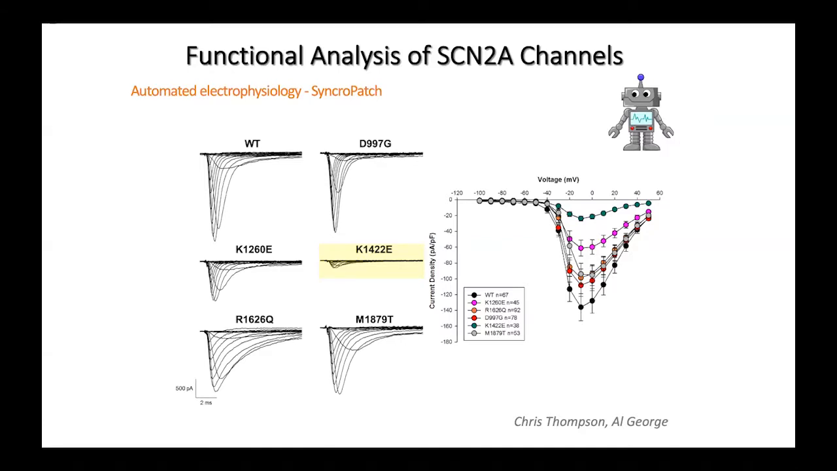But we shouldn't forget all that we've learned over the last many decades of ion channel biology research. Dr. Catterall gave us a nice introduction to that. And these channels have been studied for a long time, and we know an awful lot about them. And K1422E is one of those variants where we know a lot about it. So this probably isn't the total answer for that variant.